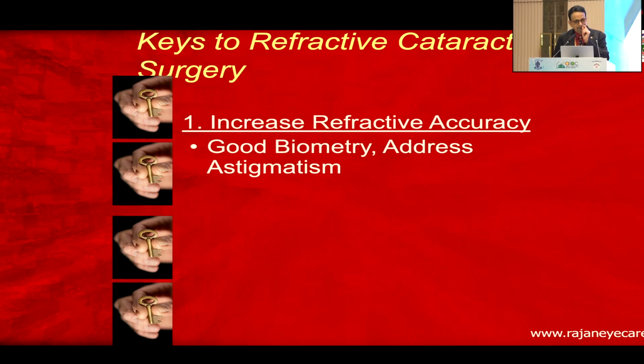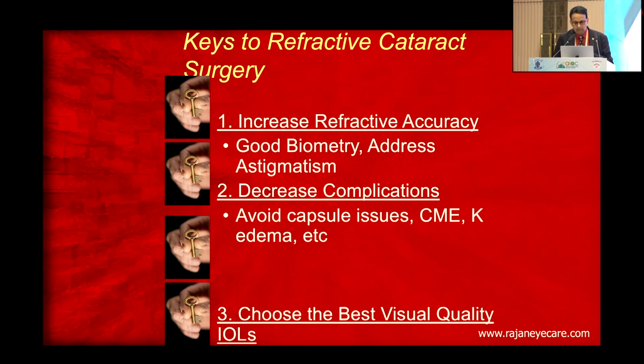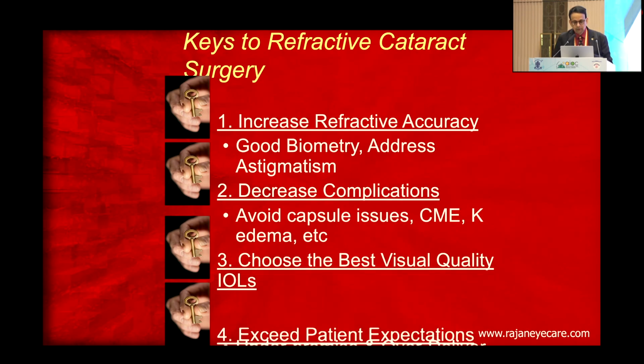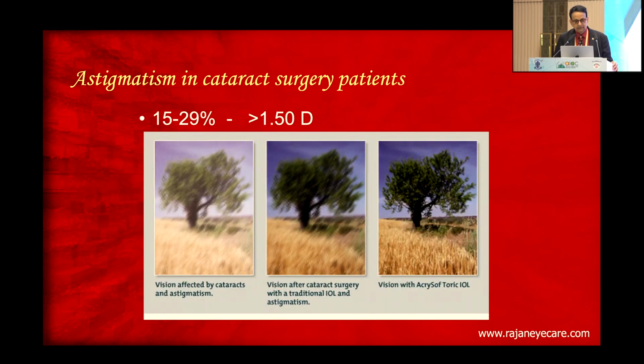And yeah, keys to refractive cataract surgery, the 4 mantras: increase refractive accuracy, decrease complications, choose the best visual quality IOLs, exceed patient expectations. Post-cataract vision, residual astigmatism, you know how it is. One of the major problems is the contrast loss and the quality of vision. If you take up to 1.5, it's about 30%. If you take 0.75 as a cutoff, it will be almost 50 to 60%.